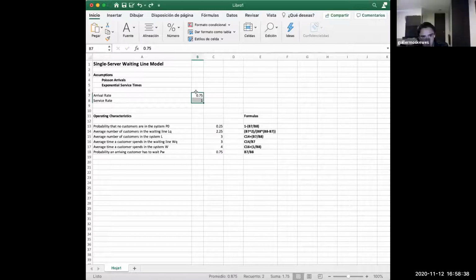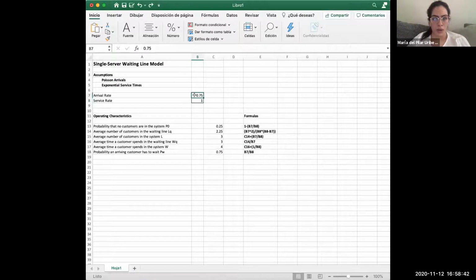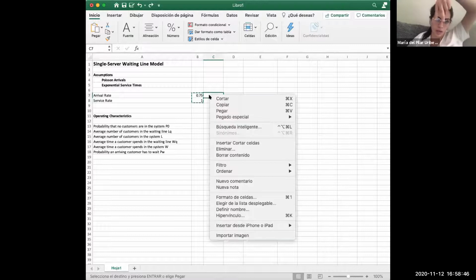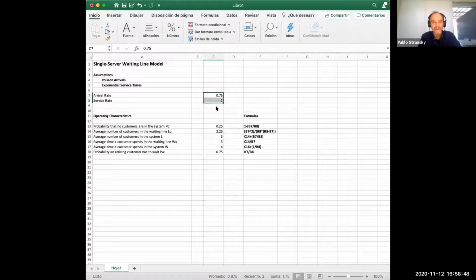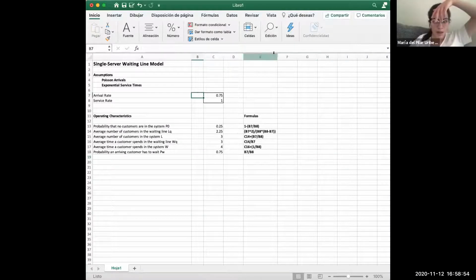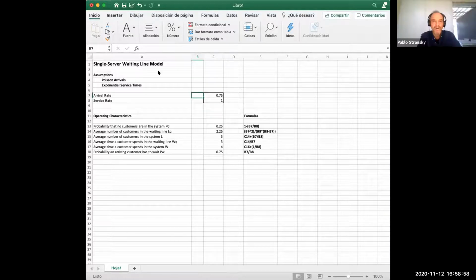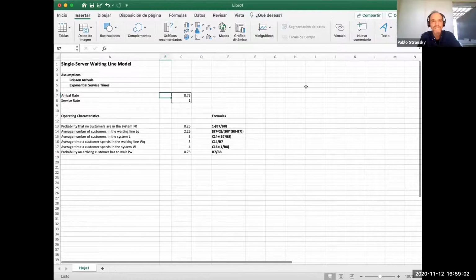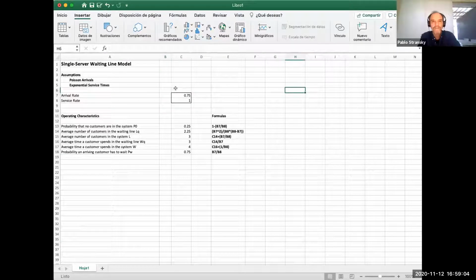Teacher, only to confirm, mu is the arrival rate? No, the arrival rate is lambda. Okay. So now what you can do is copy column C into column B, Guillermo.